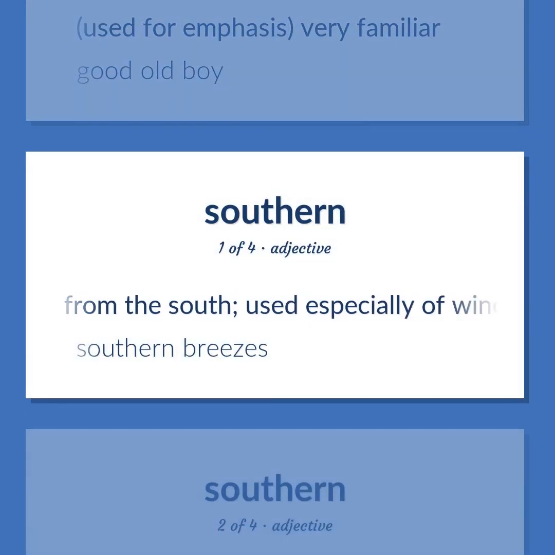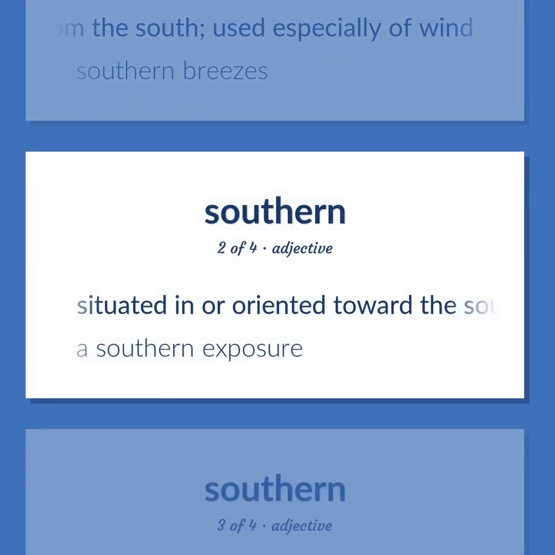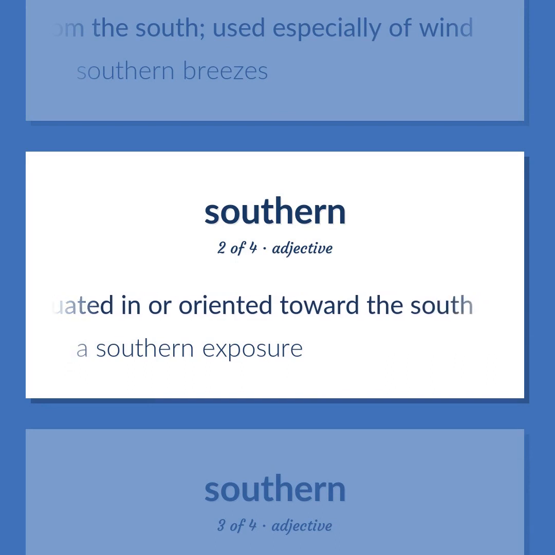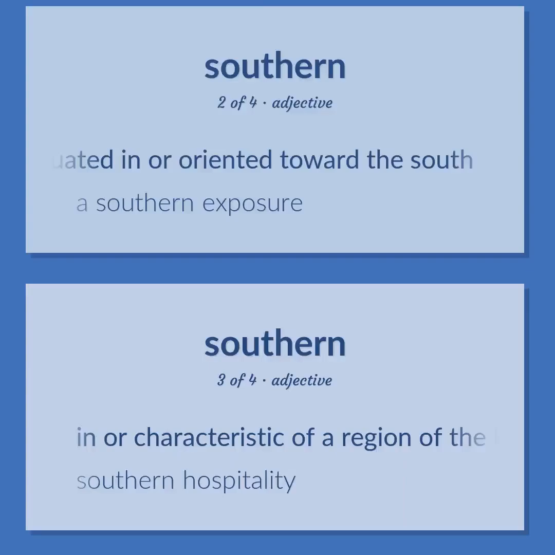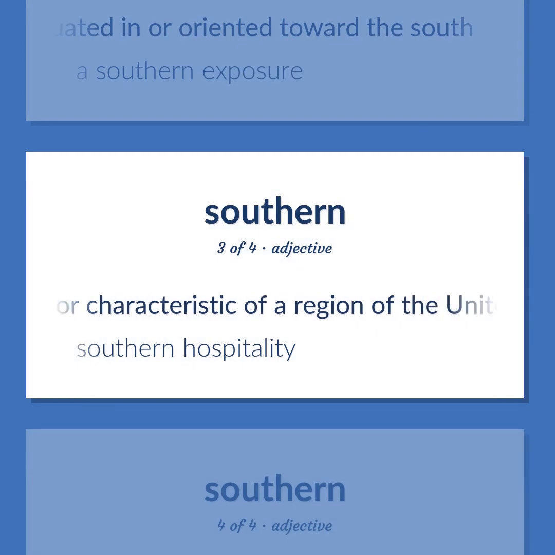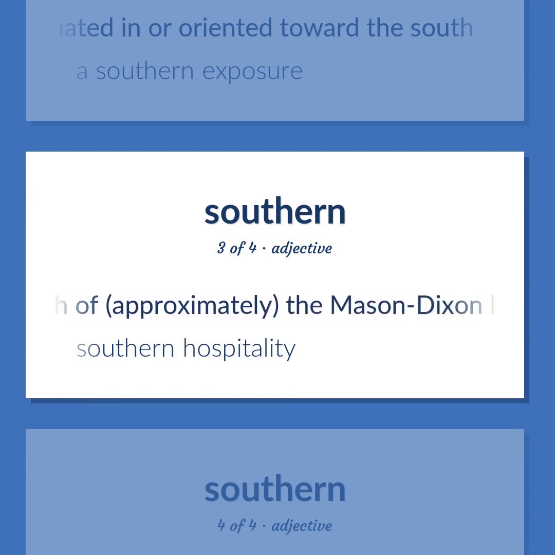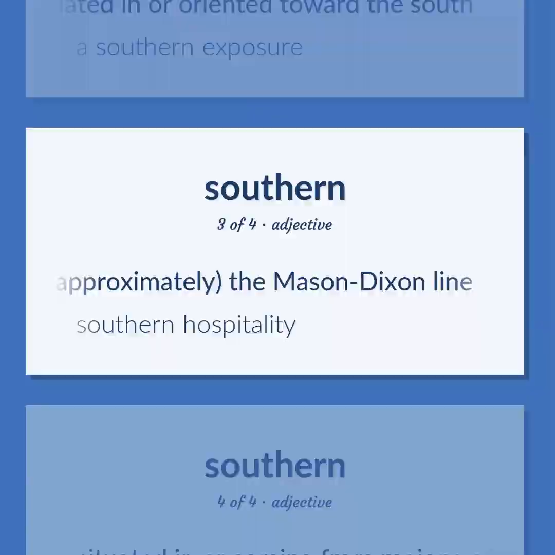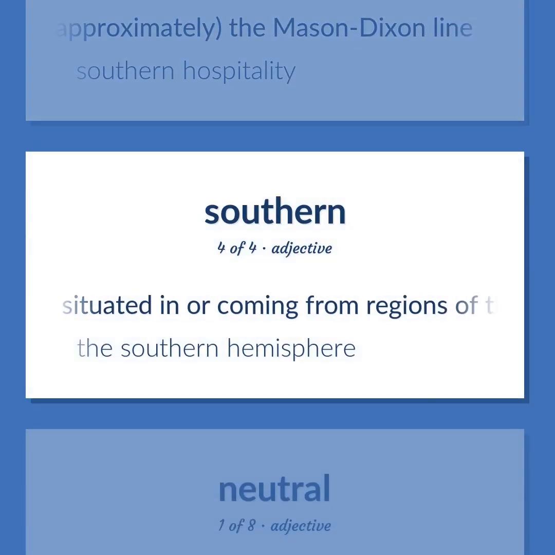From the south, used especially of wind. Southern breezes. Situated in or oriented toward the south. A southern exposure. In or characteristic of a region of the United States south of, approximately, the Mason-Dixon line. Southern hospitality. Situated in or coming from regions of the South. The Southern Hemisphere.